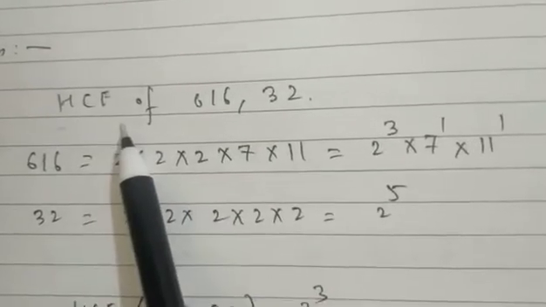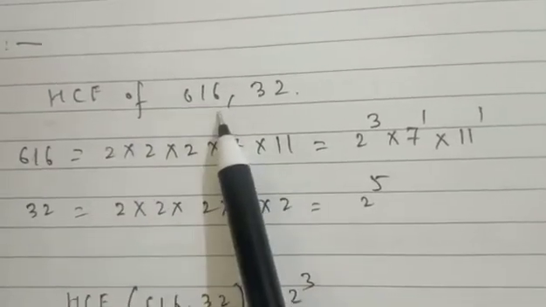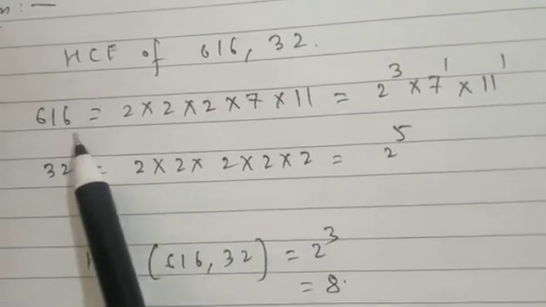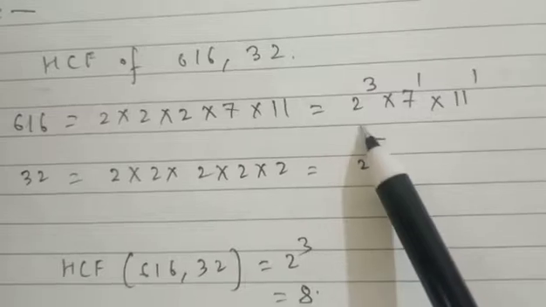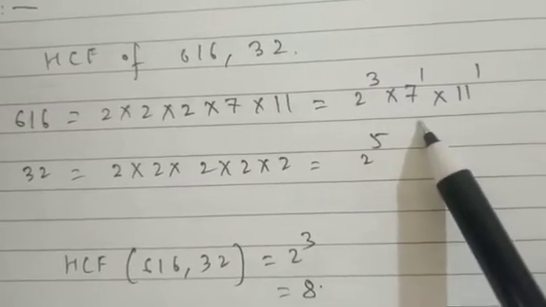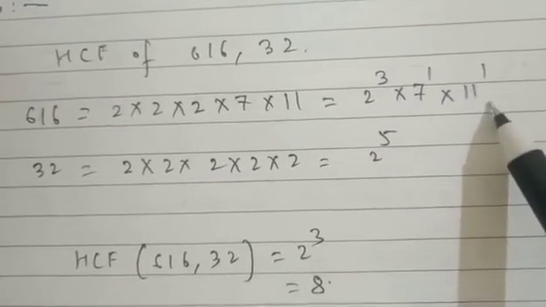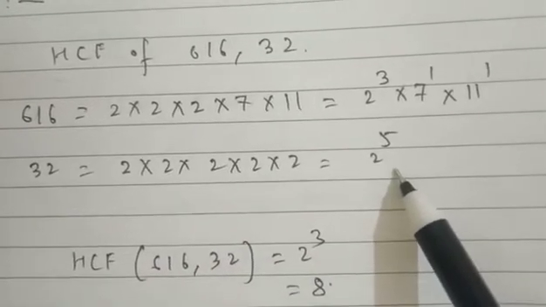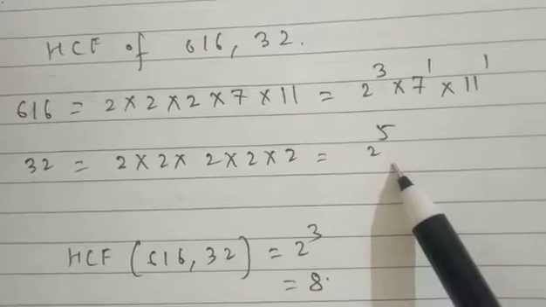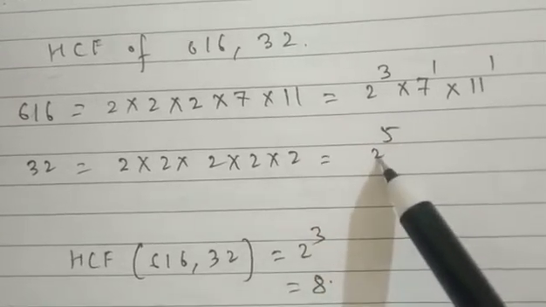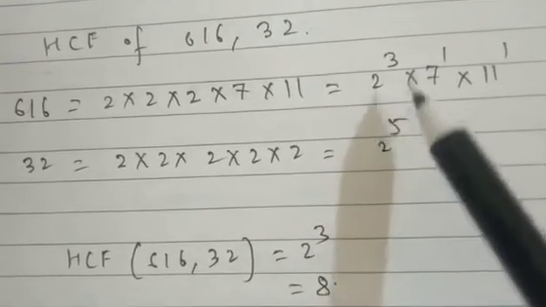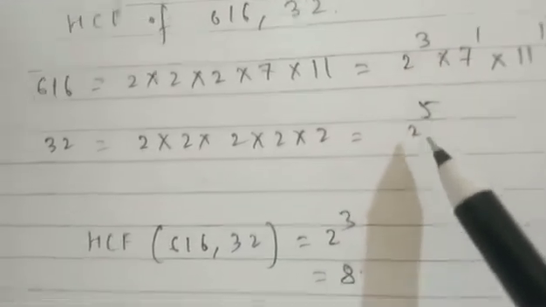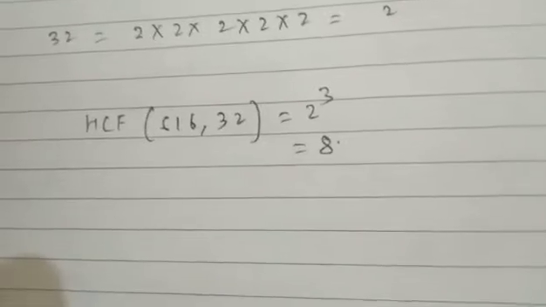We have to find out the HCF of 616 and 32. If we go for the prime factors of 616, this is 2 power 3 into 7 power 1 into 11 power 1, and the prime factor of 32 is 2 power 5. As we know, in the case of HCF, we have to look for the common factor, that is 2, and we have to take its lowest power. So the lowest power of 2 is 2 power 3, and so the answer of this question will be 8.